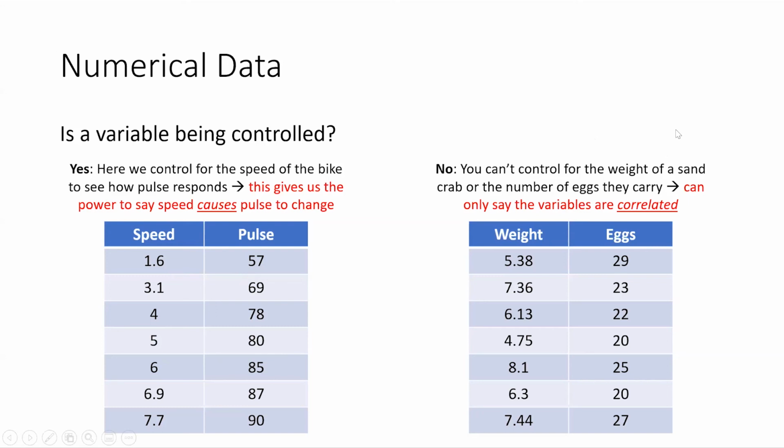So here we're not controlling the weight of a sand crab or the number of eggs they carry. We're just seeing, does weight happen to change the number of eggs carried? And different from the previous slide, the numbers here are of different variables. Speed is in one unit, pulse is in another unit, weight is in one unit, eggs are in another unit. Looking at these would cue me that I'm going to do a regression or a correlation. You'll learn that later on though.